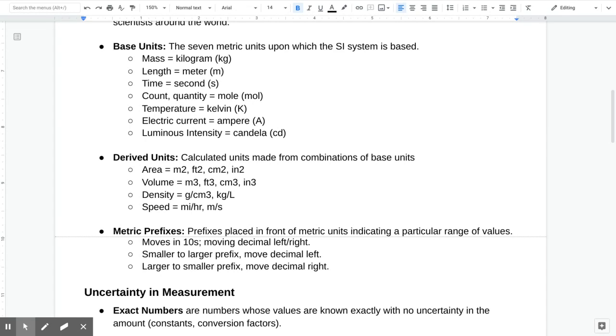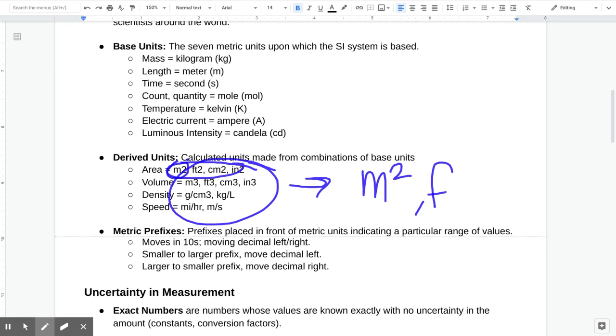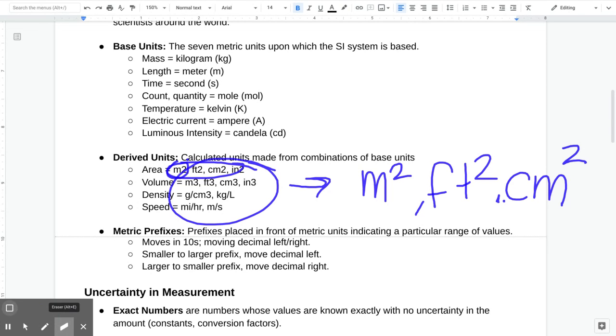So area, and I'll just make a change on these. If you notice, these are supposed to be subscript or superscript. That's my bad. All of this stuff right here should look like this. It should be m squared, ft squared, cm squared. That's what they're supposed to look like. So I'll go back and change those so the notes look correct. My bad on that.